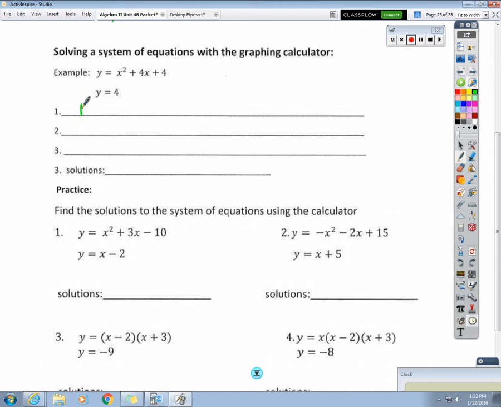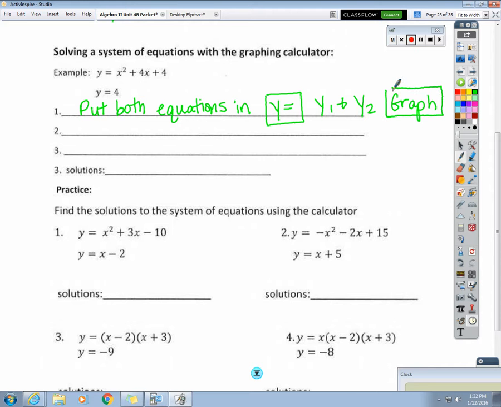So step 1 is put both equations in. And you'll do that using y equals, just like always. Now you'll put the first equation under y1 and the second equation in y2. And then once you have both equations typed in, you will hit graph. Now, once you graph them, you'll see the picture and you'll be able to see where the intersections occur, just like we were able to on these previous problems.